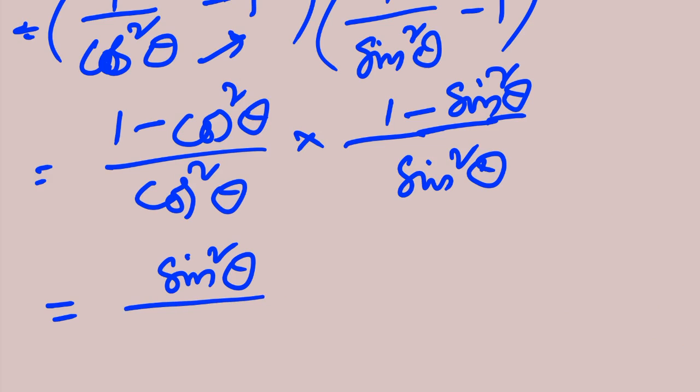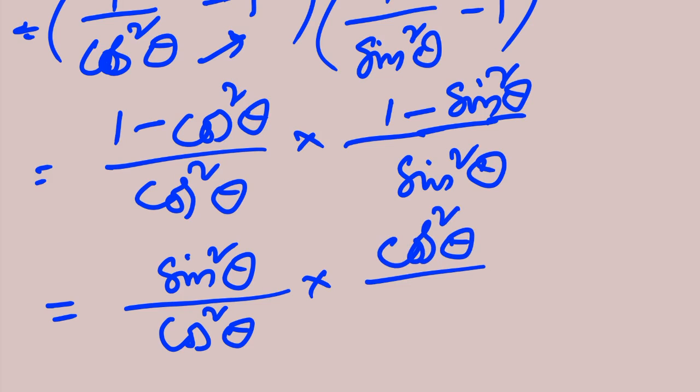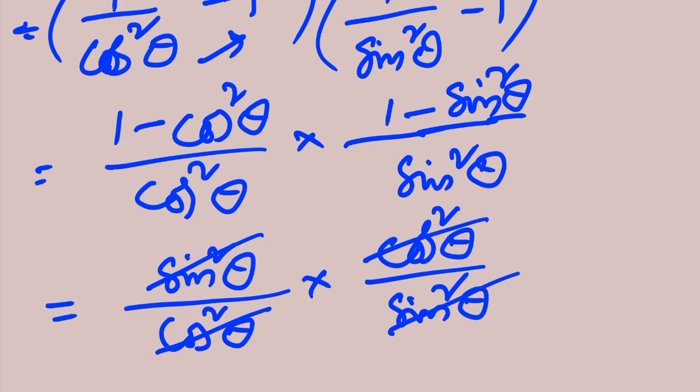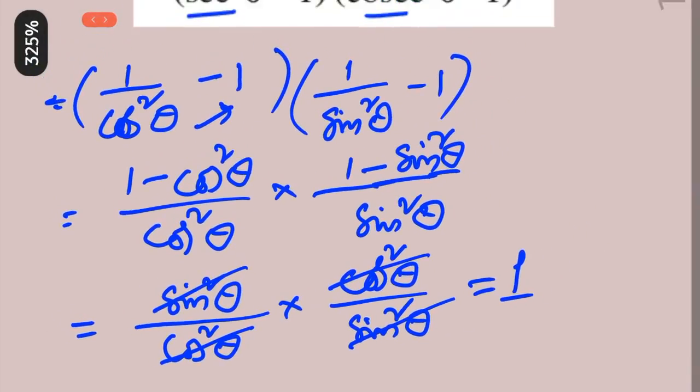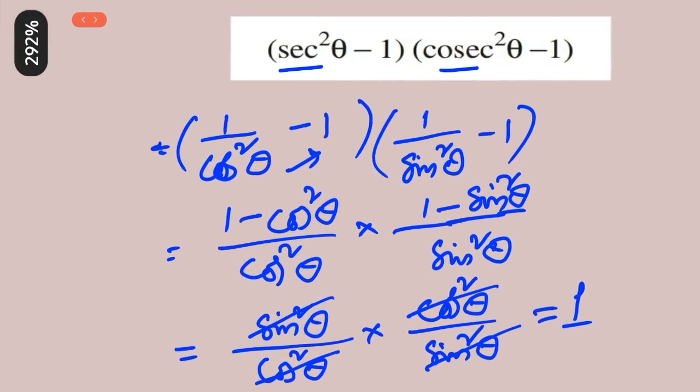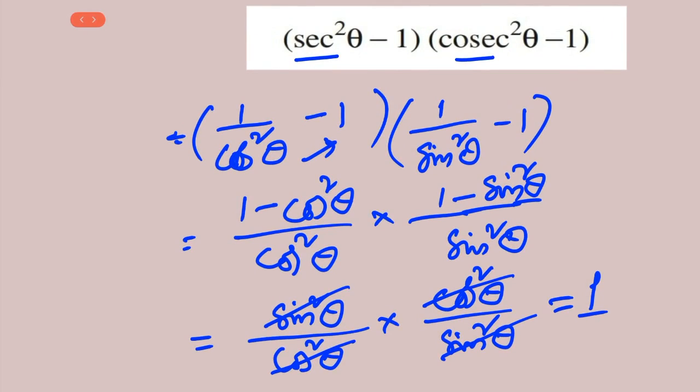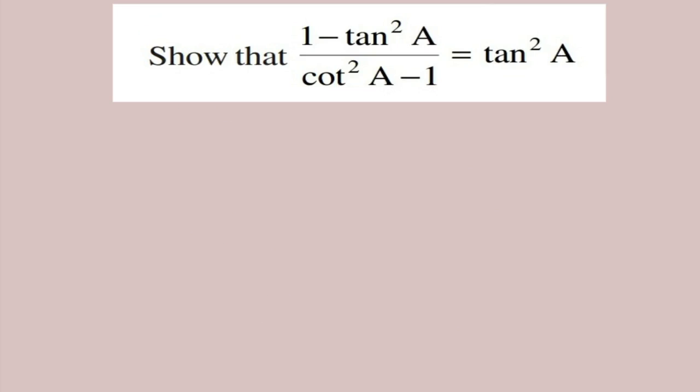And then this is sine square by cos square theta into, here again, 1 minus sine square theta equals cos square theta, divided by sine square theta. And now we can cancel sine square theta with sine square, and cos square with cos square. Finally I got the answer 1. So in this way, here also we are using that identity, sine square theta plus cos square theta is equal to 1. So using that identity we can simplify these kinds of problems.